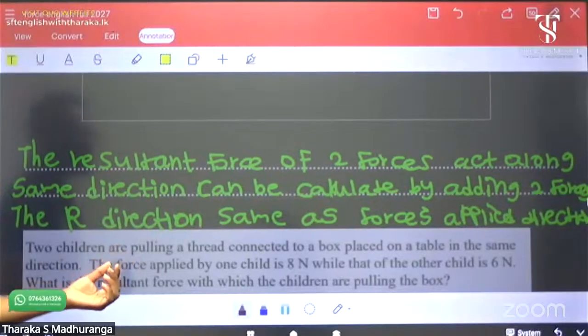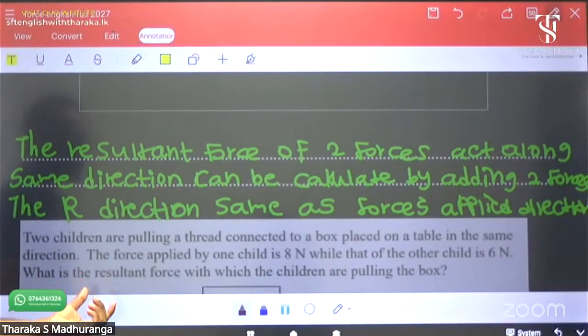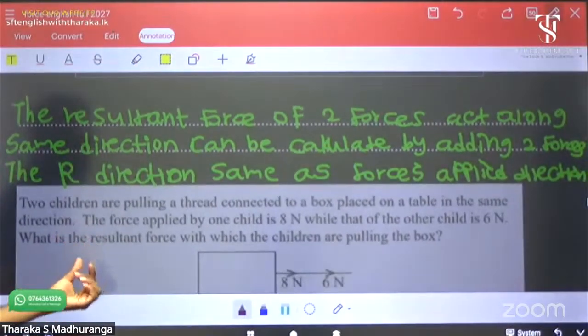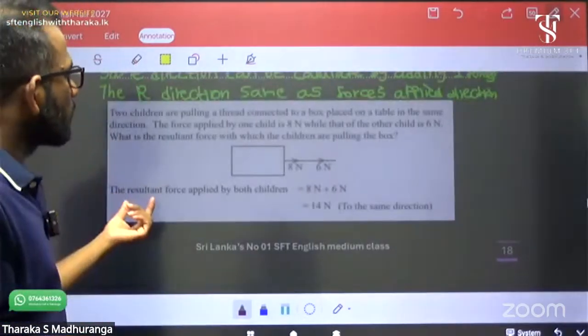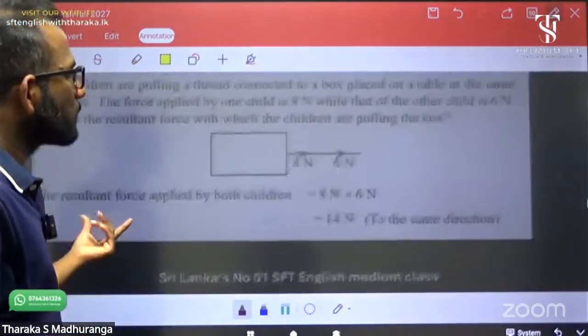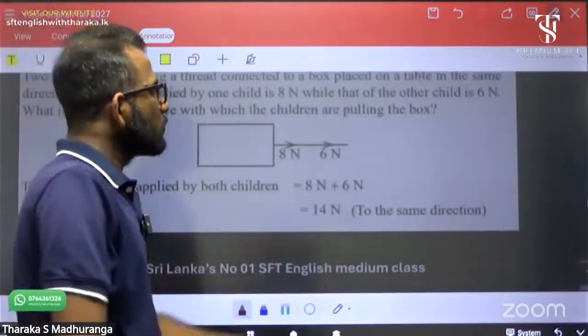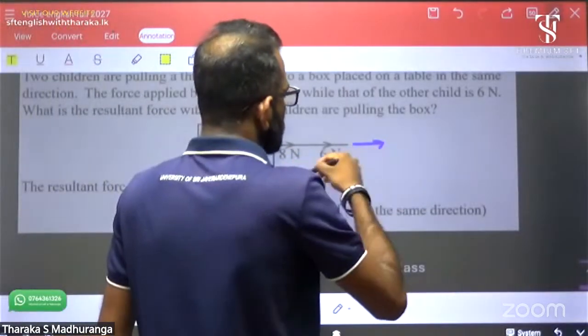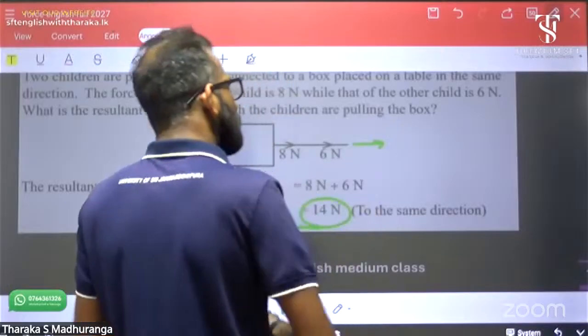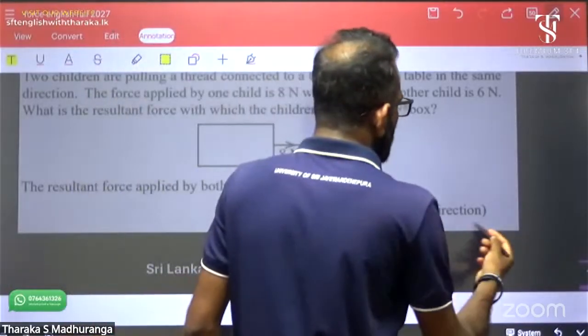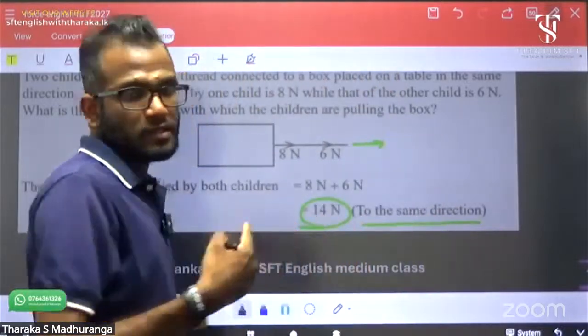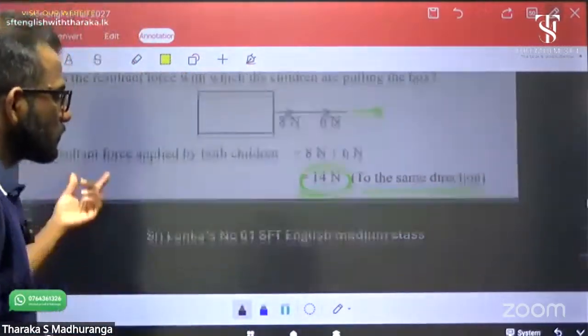The resultant force of two forces acting along the same direction can be calculated by adding the two forces. The R direction, that means resultant force direction, is the same as the force applied direction. Now you can see this is a simple example. 8 and 6 Newton act in the same direction. Now you can get the resultant force, 8 plus 6, it is 14, in the same direction. That's the direction of the two forces.